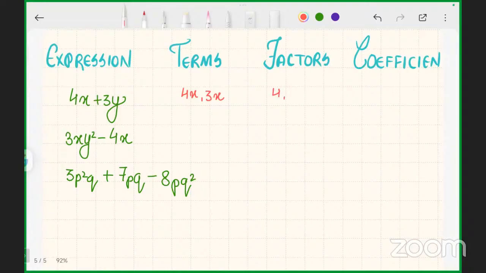For the variable one, it is y and x. So both of them are factors. Now which one is the coefficient and which one is the variable? 4 and 3 are coefficients, while x and y are the variables. We just want the coefficient only. 4 and 3 are coefficients.